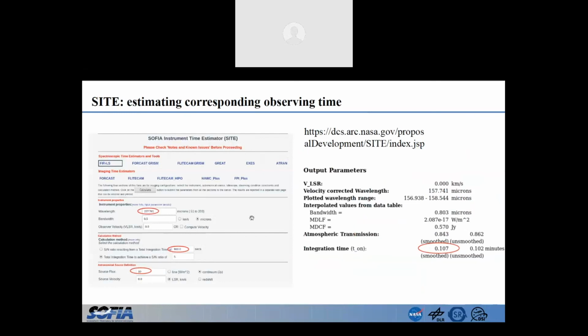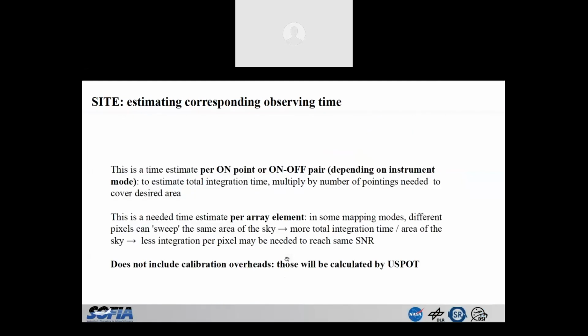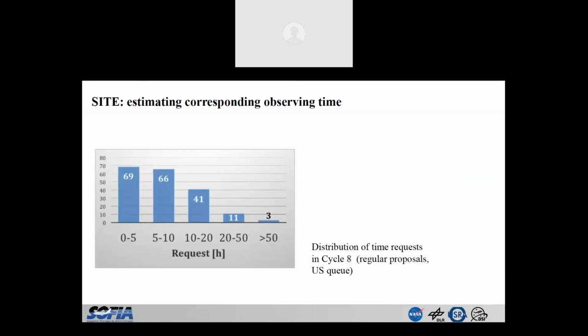you can get to SITE and you will have output that is an integration time. So I'm going to go very quickly through the last steps. A few pointers. This is an estimation time per on point or on-off pair. So if you're doing a map, you will have to multiply by the number of pointings. And it's also a needed time per array element. So it doesn't include calibration overheads. Those will be calculated by the USPOT tool.